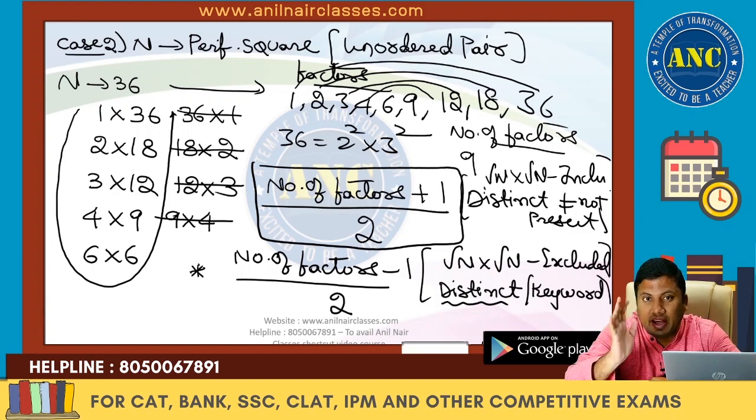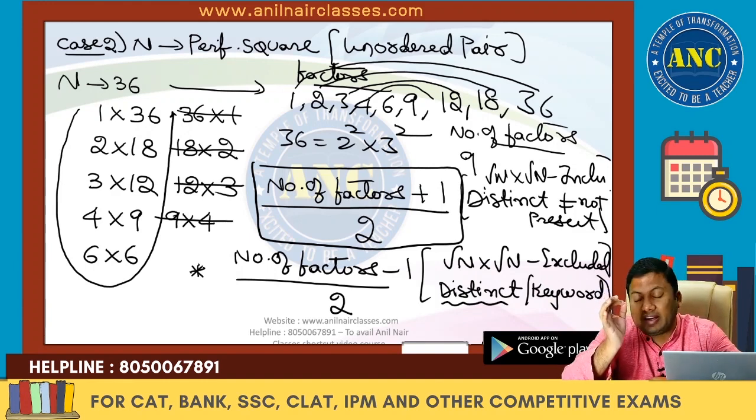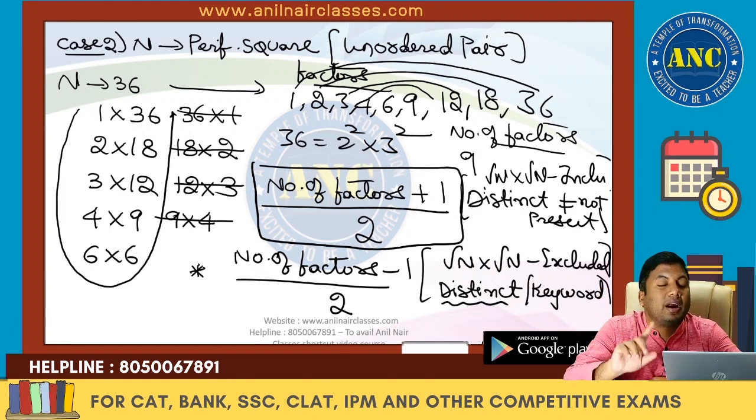Again, I am repeating it carefully. In an unordered pair, if a number is a non-perfect square, it is straight away number of factors by 2. If the number is a perfect square, it is (number of factors plus 1) by 2 or (number of factors minus 1) by 2, depending upon the question. It cannot be number of factors by 2, because a perfect square always gives an odd number of factors. You cannot take odd divided by 2, I will get a decimal. Number of ways can never be a decimal.